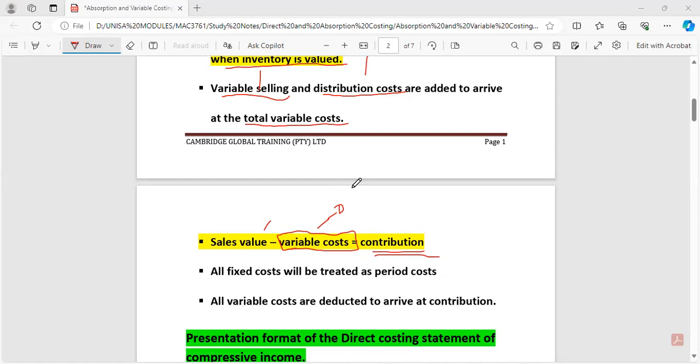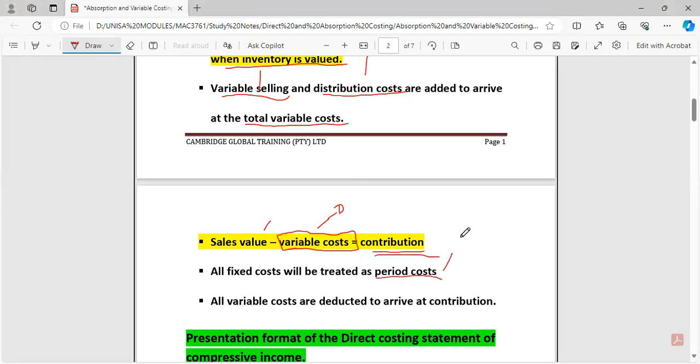Right, so all fixed costs are going to be period costs, which means they are going to be expenses. All fixed costs are going to be expenses when you are doing your direct costing.